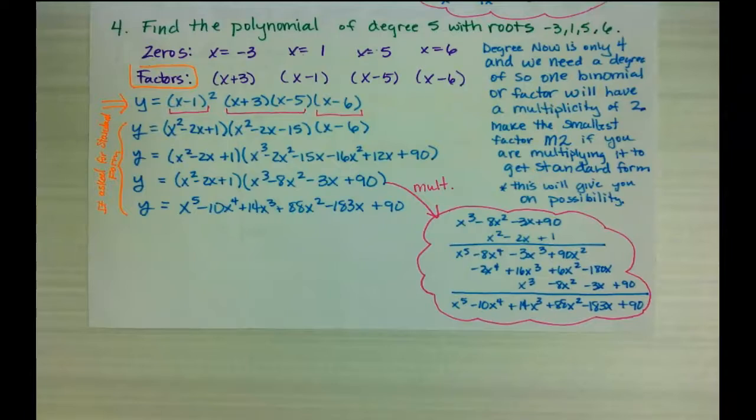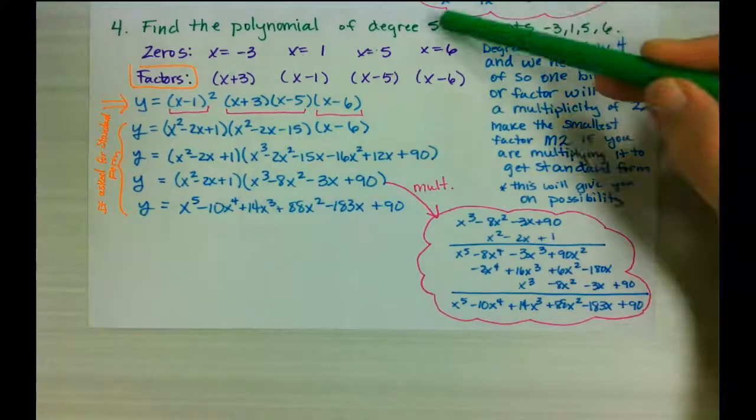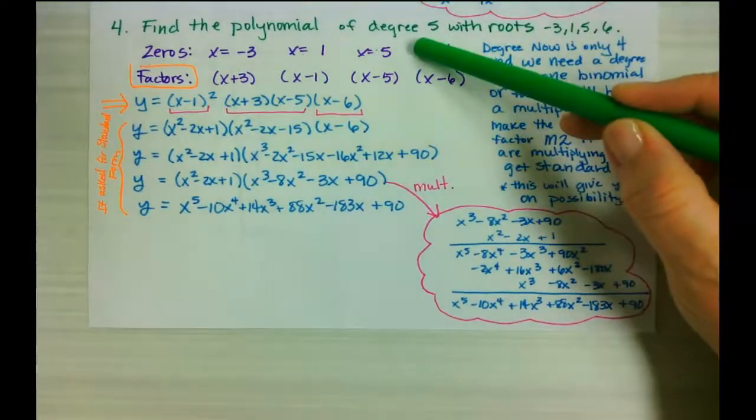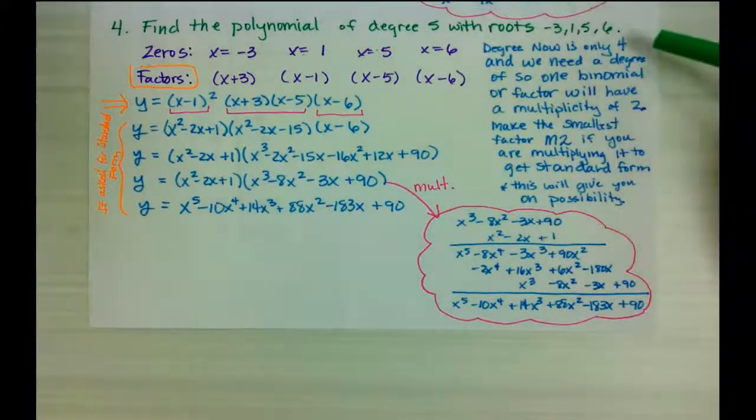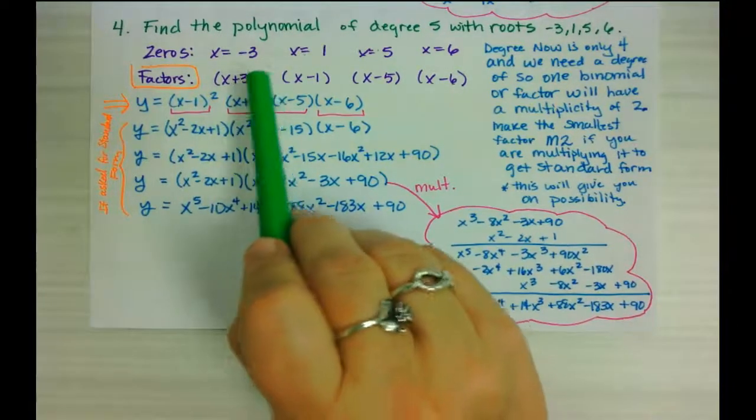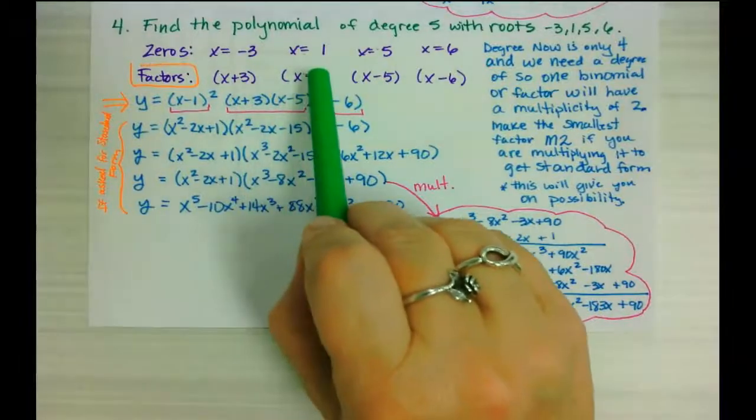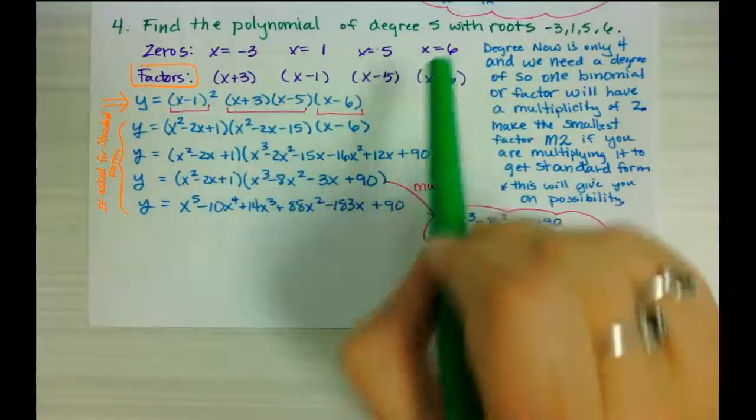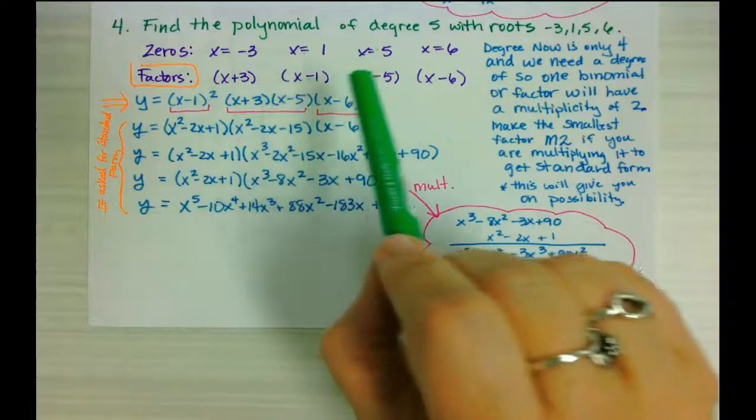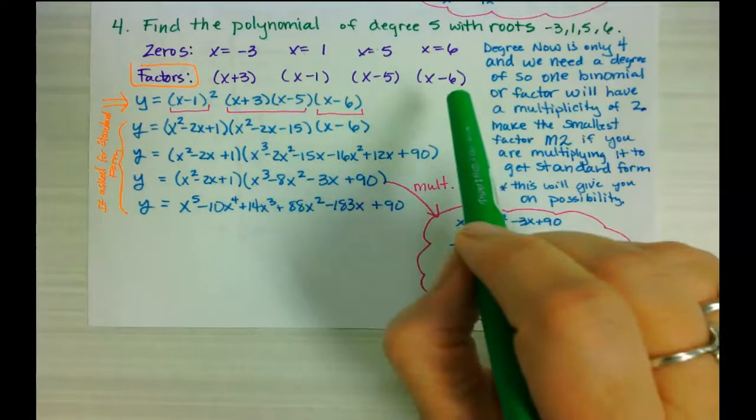The fourth one here is a polynomial of degree 5, and it gives us 4 roots. So we can already see from the beginning there's a little bit of an issue here. A degree of 5 means I should have 5 roots, but I'm only given the 4 roots here, which means something else is going on. So I'm going to start it the same way. I'm going to say x equals -3, x equals 1, x equals 5, x equals 6. Then I'm going to list my factors: x plus 3, x minus 1, x minus 5, x minus 6.